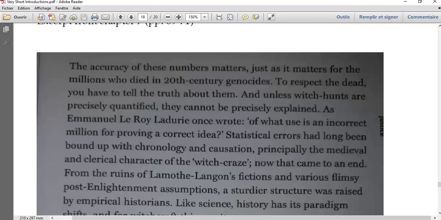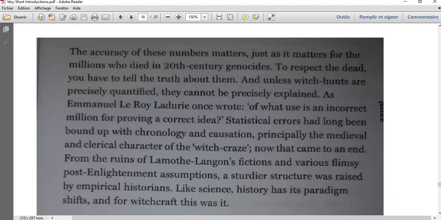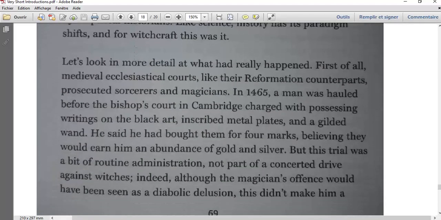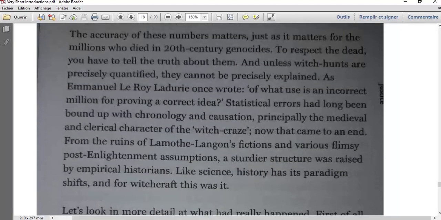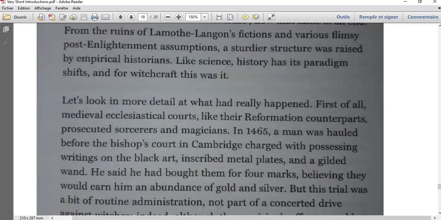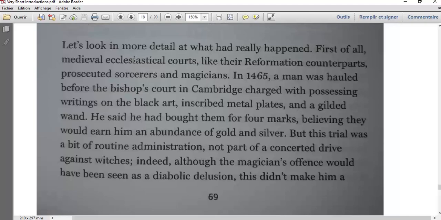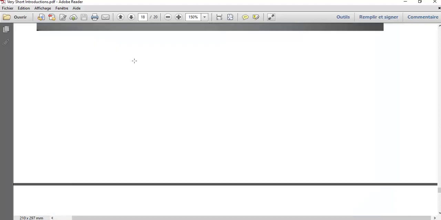I will let you double check what kind of figures Gaskill gives, but here what is interesting, of course, is the very historic take on this. And as you can see, it begins with a general consideration about why it is important to know how many people died, where, how, and what kind of conclusion can be drawn from that. But it then moves on to what had really happened. And I will let you look at that, of course. Let's look in more detail at what had really happened.